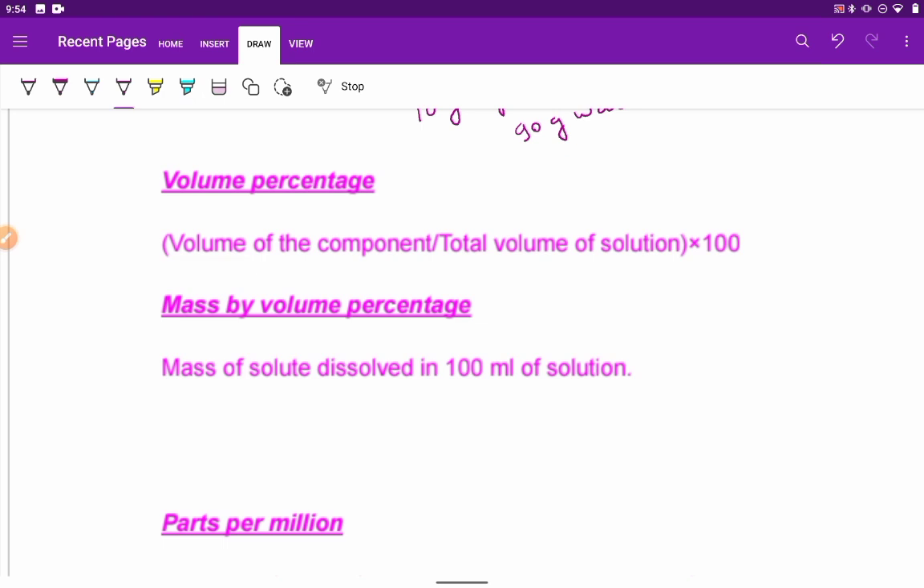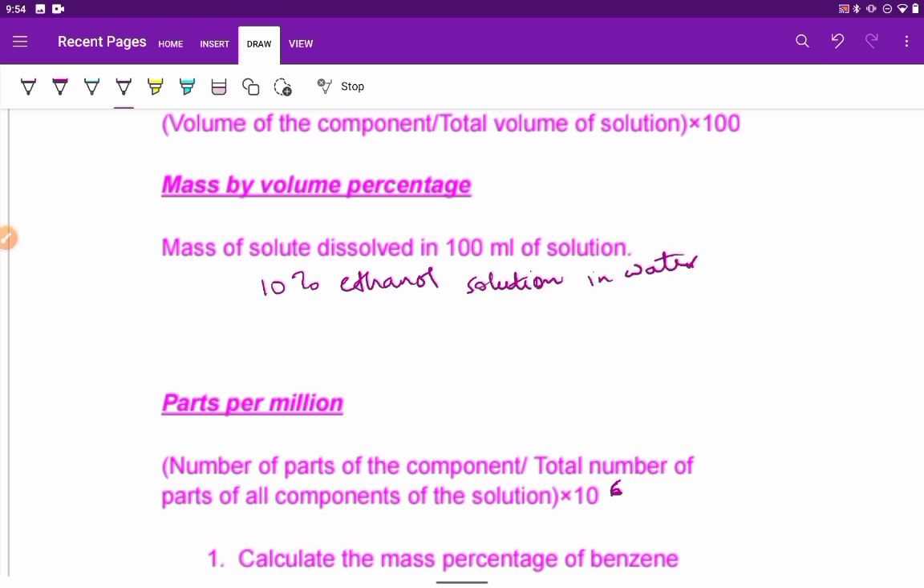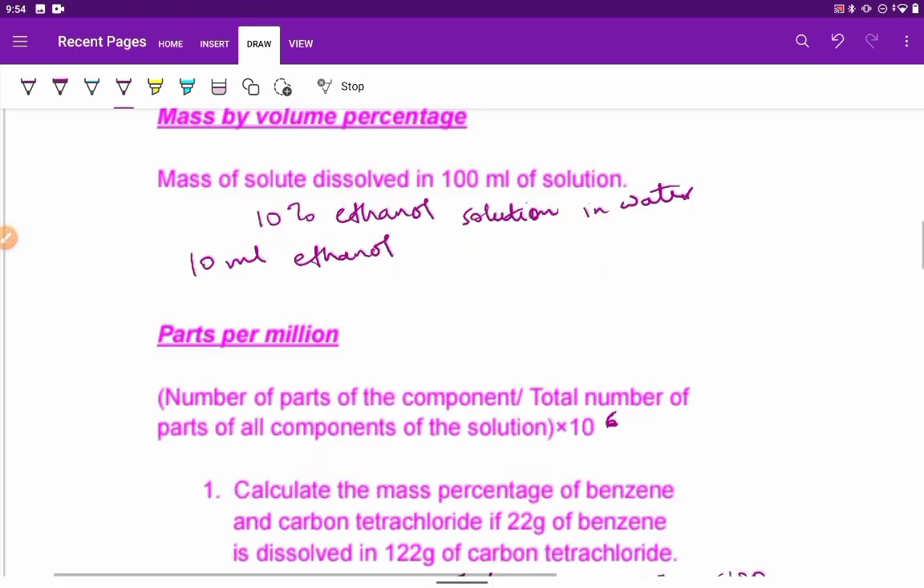So in 10% ethanol solution in water, how much will be this ethanol? 10 ml ethanol. And in that case, what is the volume of solution? Solution will be 100 ml.